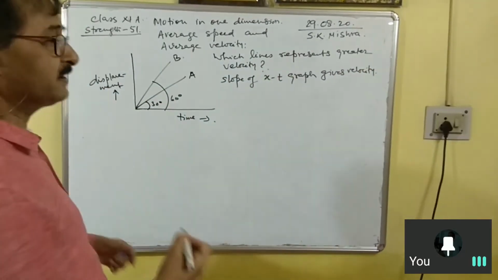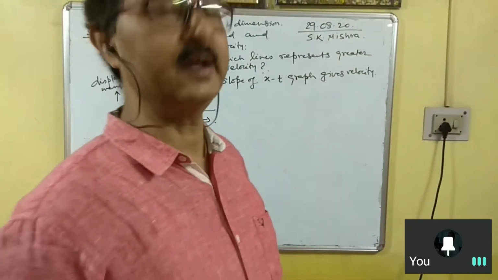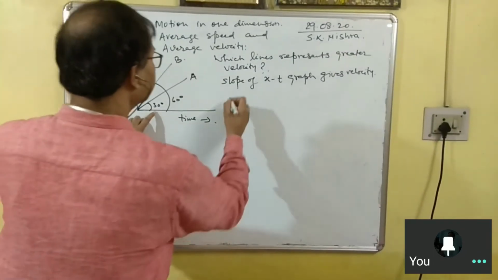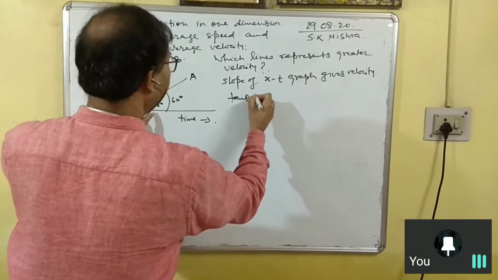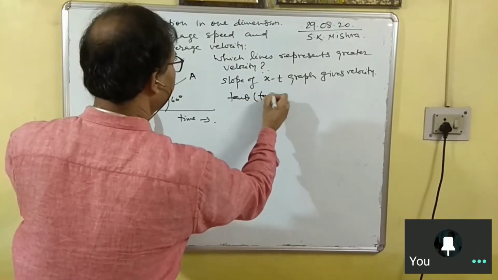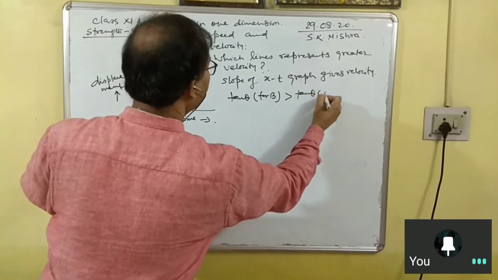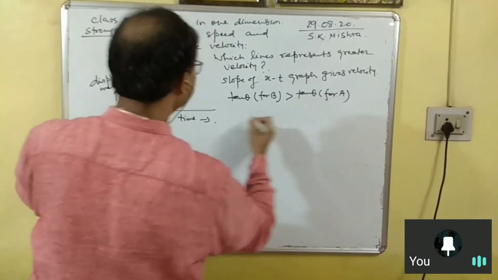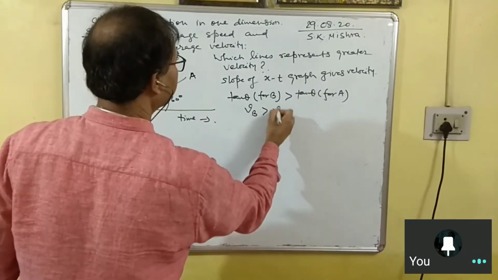So tan theta means the higher the value of theta, tan theta will have the higher value. So 60 degree is more than 30 degree. So tan theta for line B is greater than tan theta for line A. Therefore, the velocity of B is more than the velocity of A.